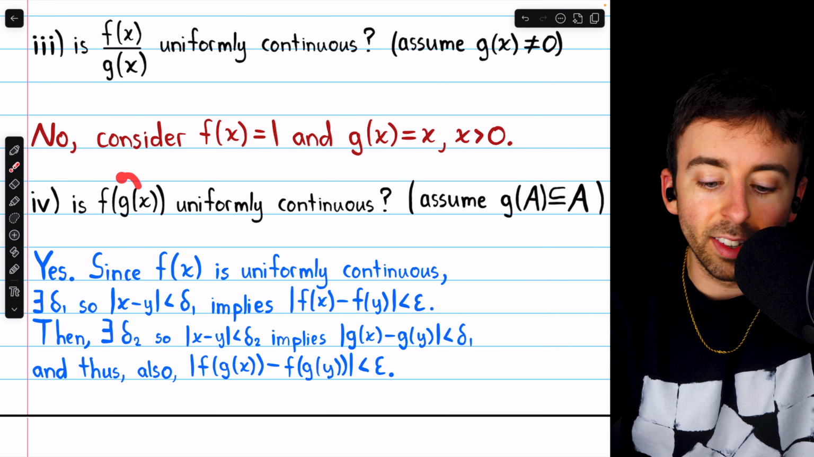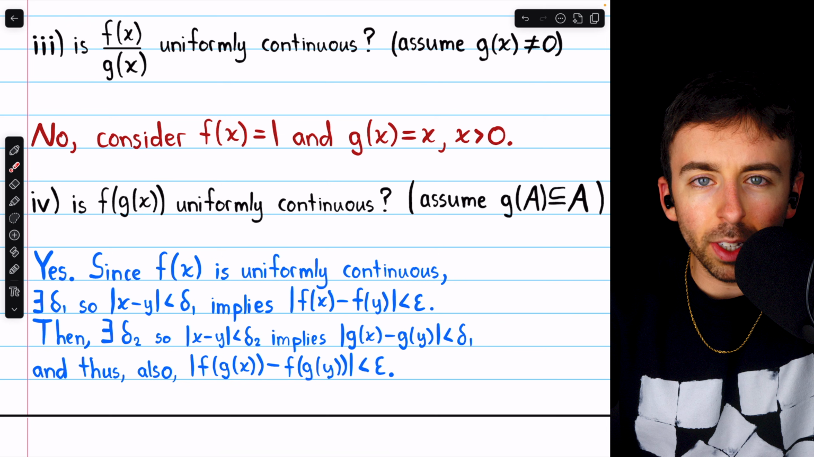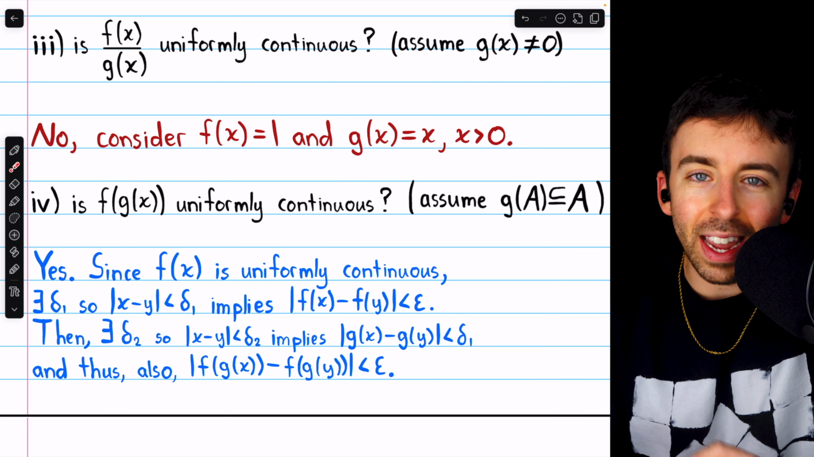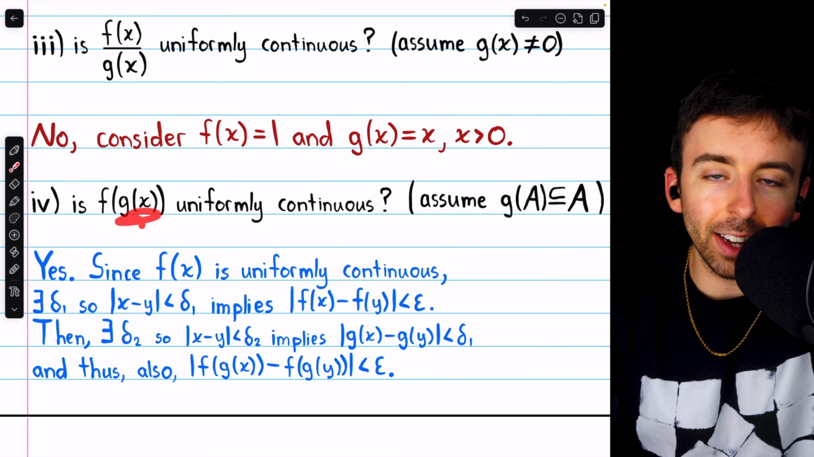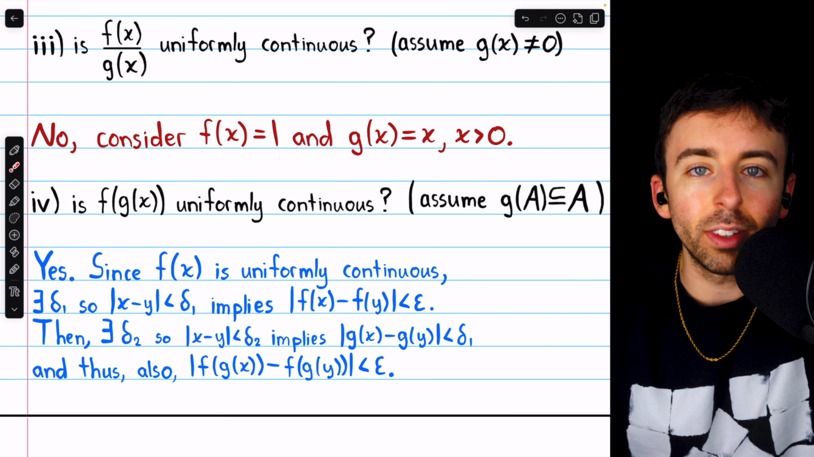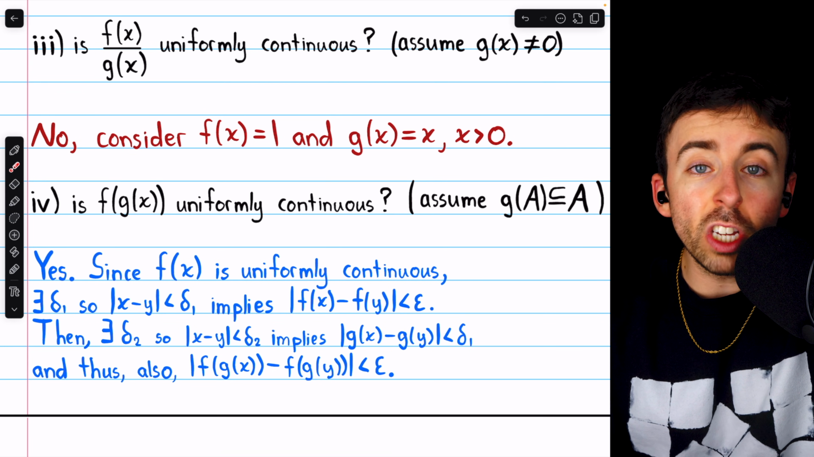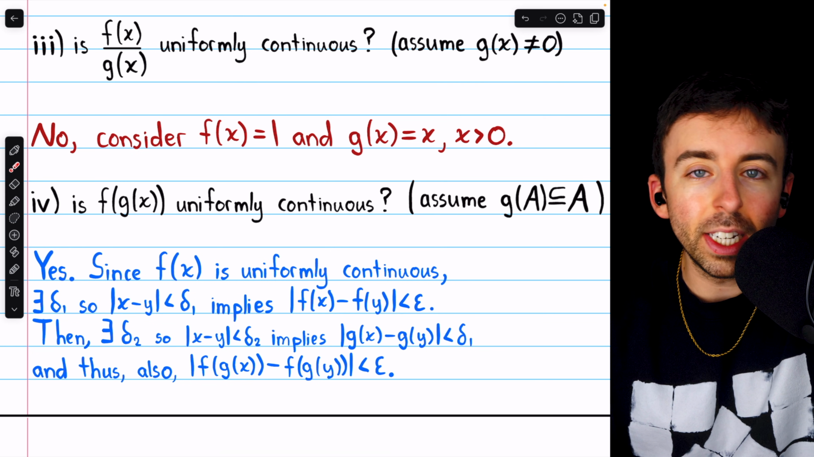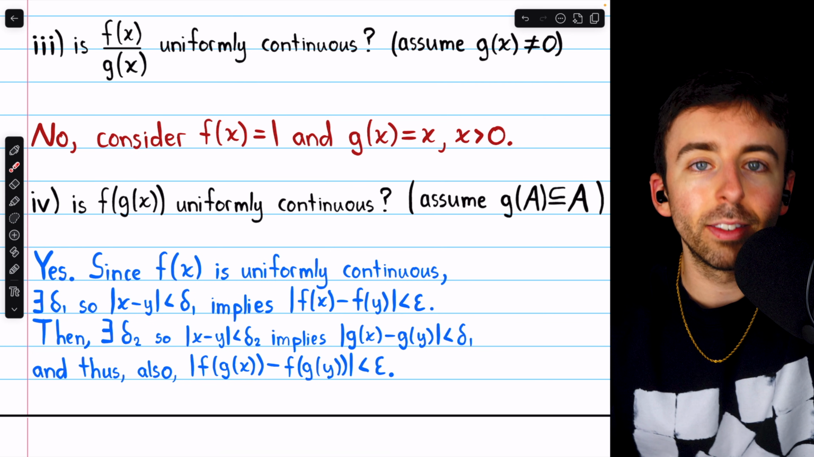Now in this case, since it's a function composition, the inputs aren't really x and y. The input into f is g of x and g of y, but we know that g is uniformly continuous as well. So we know that we can make g of x and g of y as close as we need to by making x and y sufficiently close.